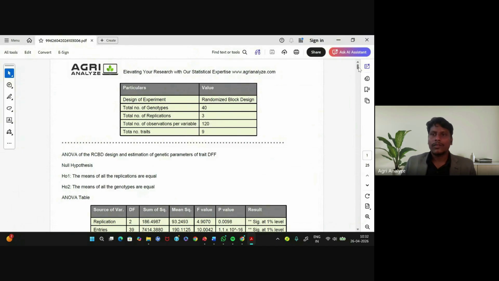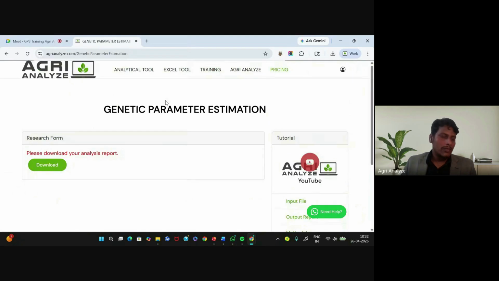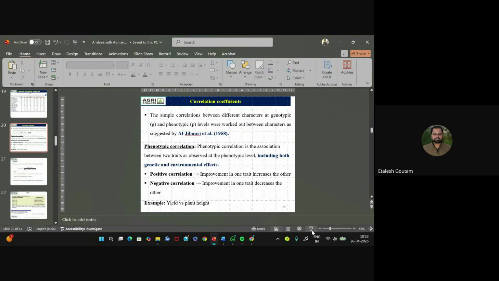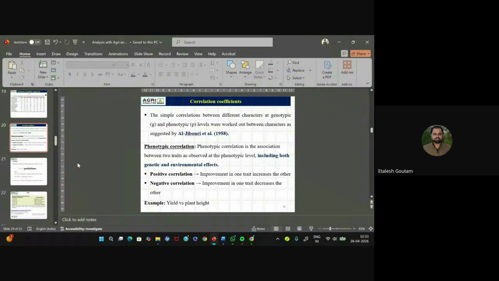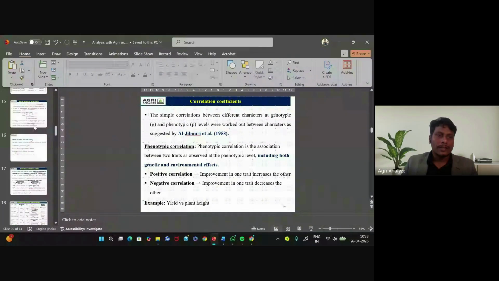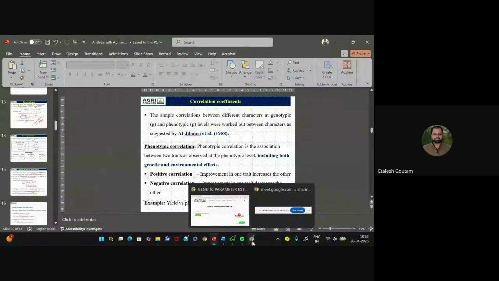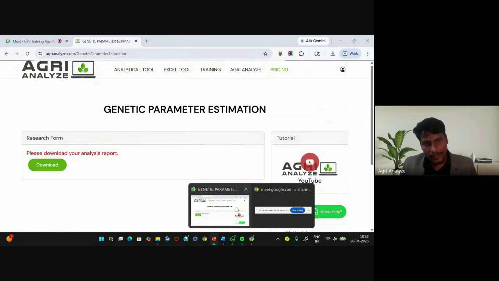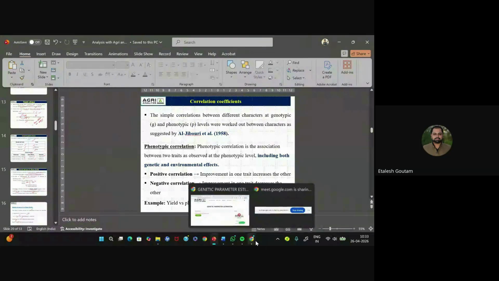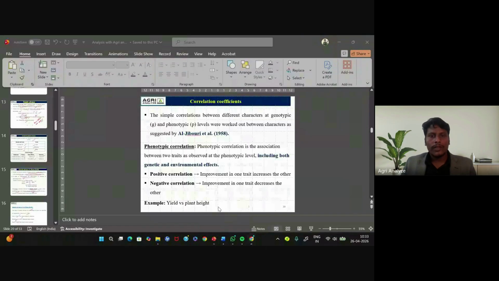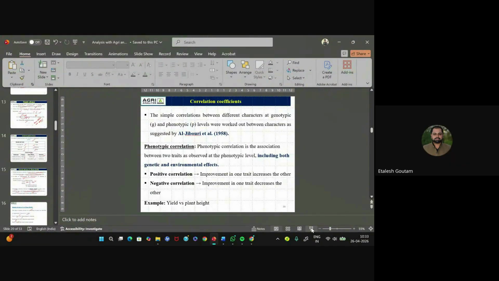If you have any query, please ask at this stage. Sir, in the mean values section there is a column of group. Is it also providing us DMRT data, sir? Yes, this is the DMRT data. DMRT data always shows the at par data. Okay, let's move ahead.